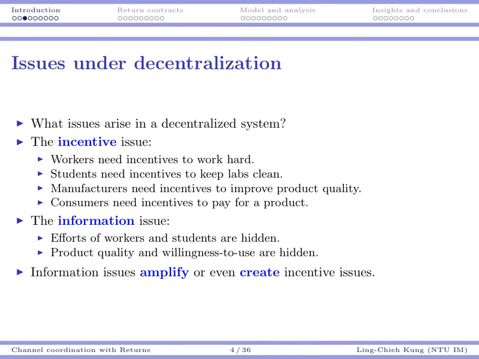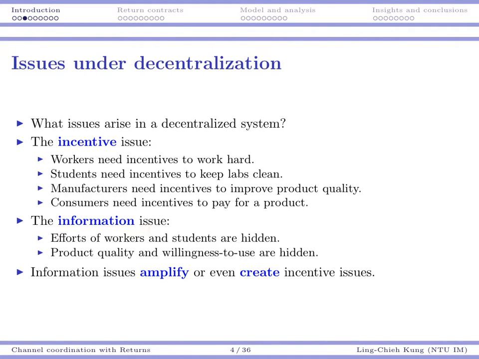So that tells us that in a decentralized system, incentive is typically the issue. As a mechanism designer or a rule designer, your goal is to provide incentives to players. And through your mechanism, we're going to see concrete examples.